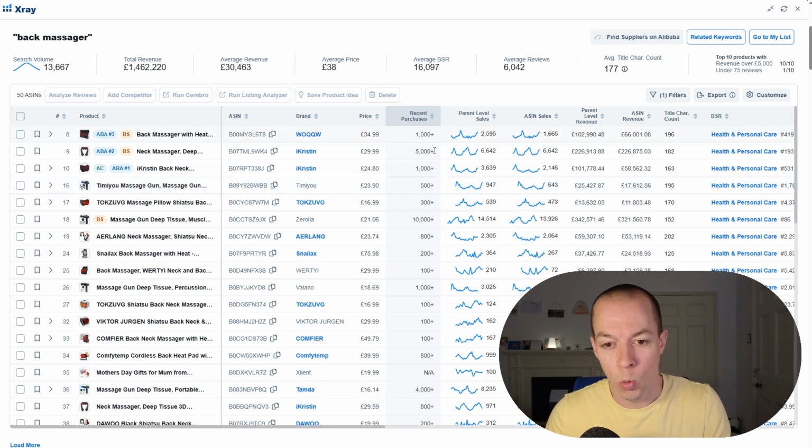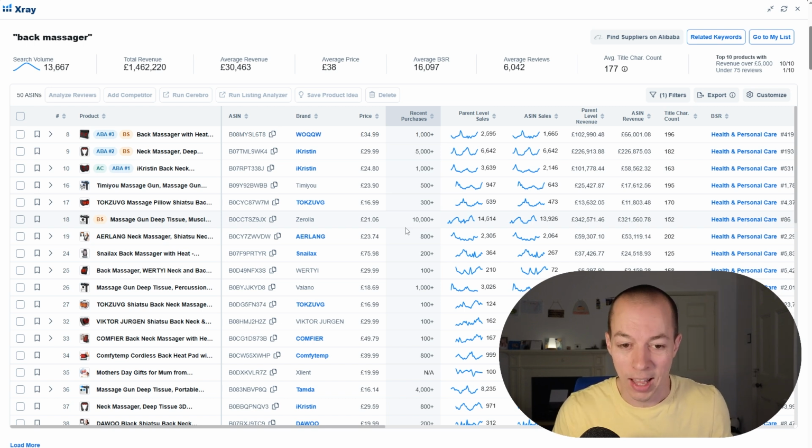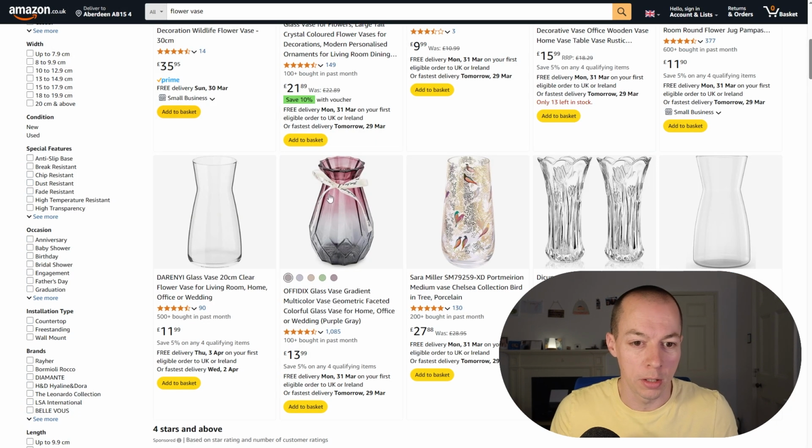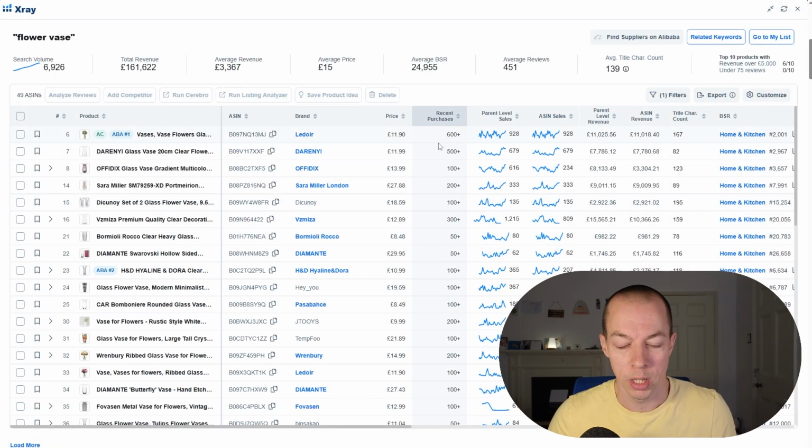So you have to always view recent purchases in context of seasonality and whether the products are comparable, and also the price point as well. There's no point looking at, for example, if we go back to the vase niche and bring up X-ray, there's no point looking at these top 2 results here and going, oh, I can sell 600 units per month or 500 plus units per month.